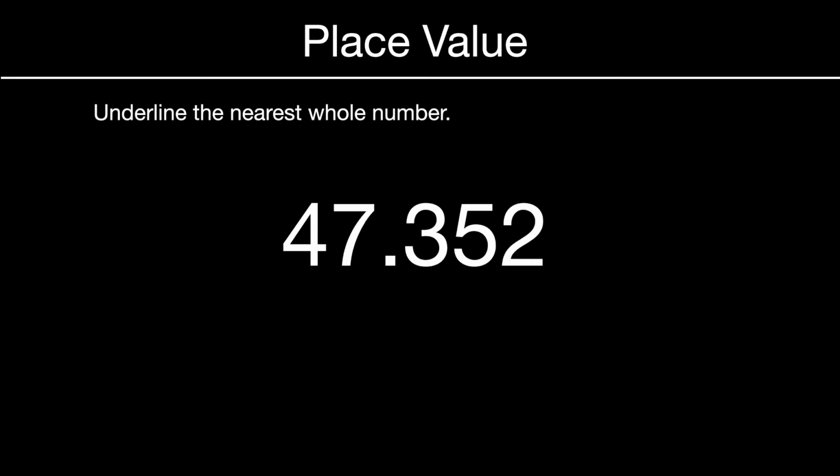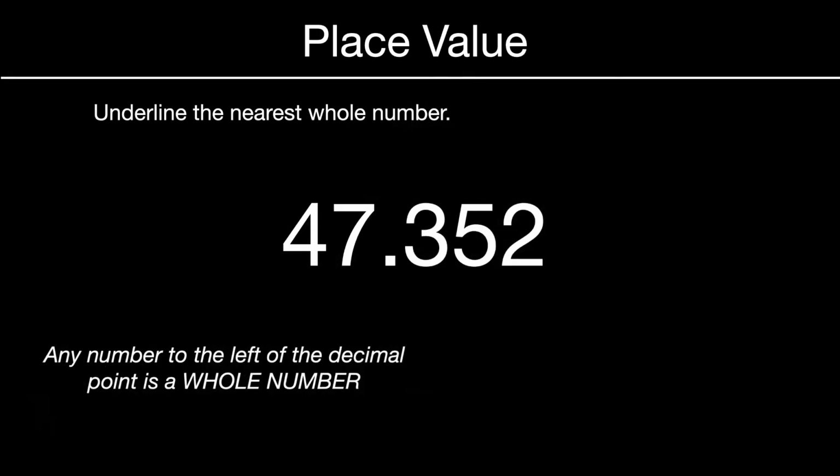Underline the nearest whole number. So it's a little bit different. Remember that any number to the left of that decimal point is going to be a whole number. Okay. So nearest means nearest to the decimal point. So the 7 is the nearest whole number, so we would underline the 7.